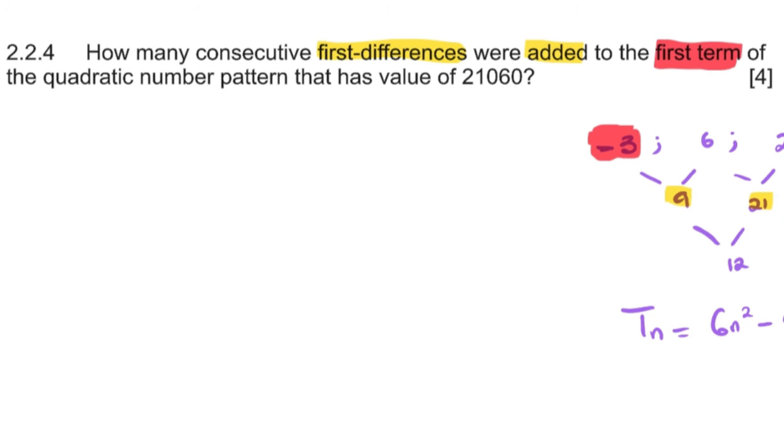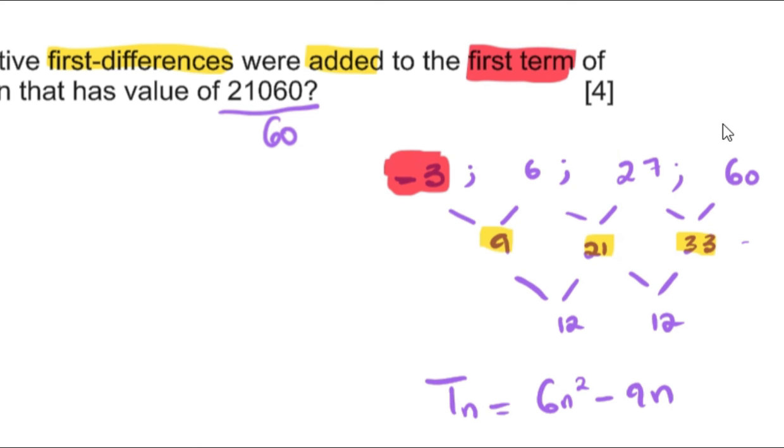So instead of using 21060, let's say the value was 60. So let's say the question reads, how many consecutive first differences were added to the first term of the quadratic number pattern that has a value of 60? So I'm literally replacing this one here with 60. Now from here, we see that 60 is our fourth term. And we're asking how many first differences will be added to this -3 here to give you 60. We notice we need to add 1, 2, and 3, right? We add 3 first differences that gives you 60.